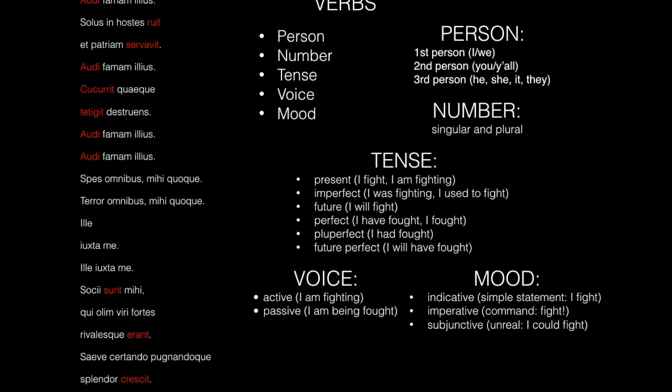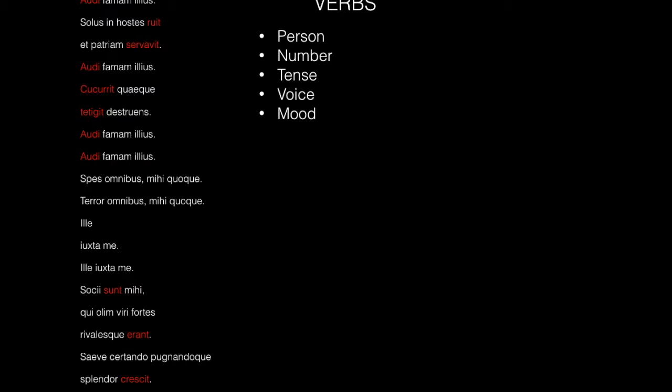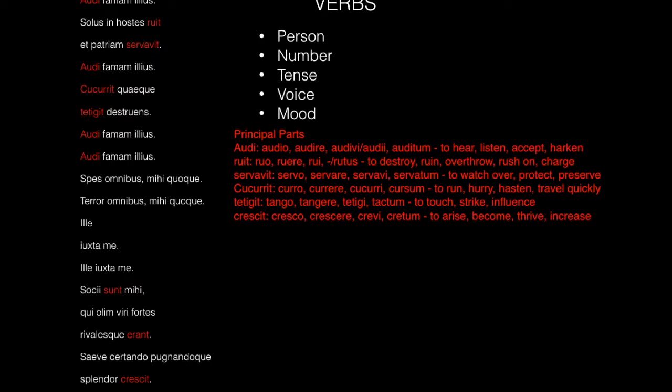How you write a verb depends upon all these 5 things. Today, we'll only look at the present and the perfect tense because those are the only 2 used in this song for regular verbs. We'll talk about the irregular verb another week. So here are the regular verbs for the song. To do anything with these verbs, you need to know their principal parts. There are 4 of them for each verb.